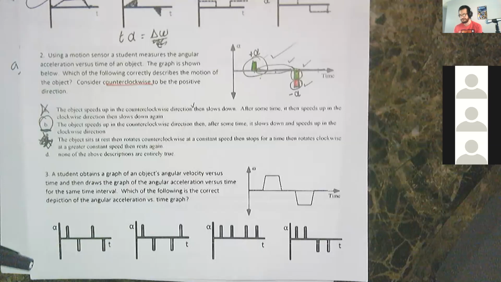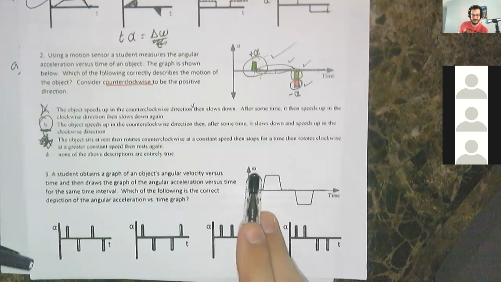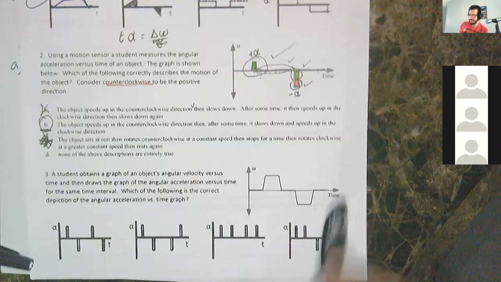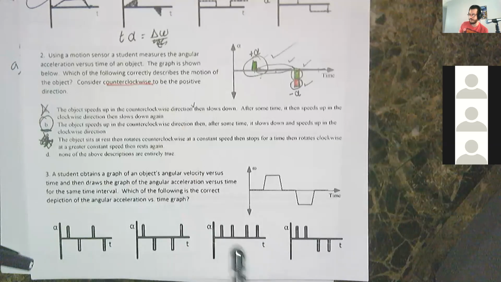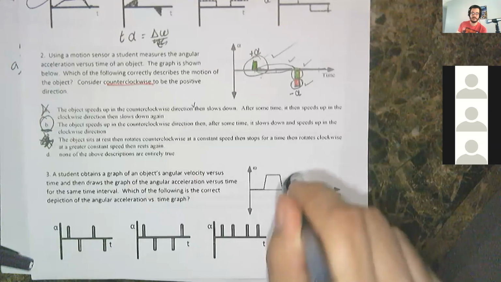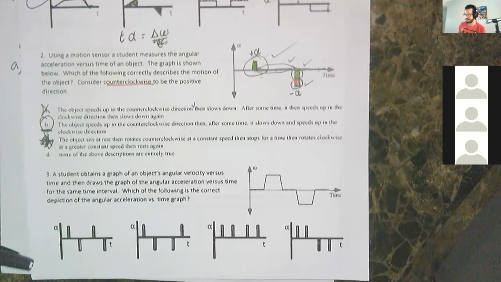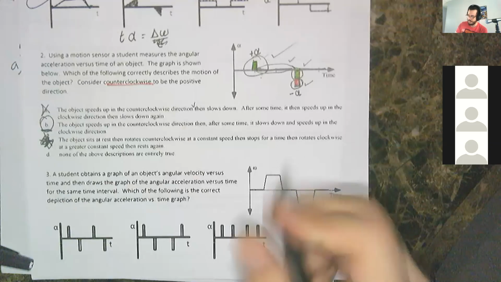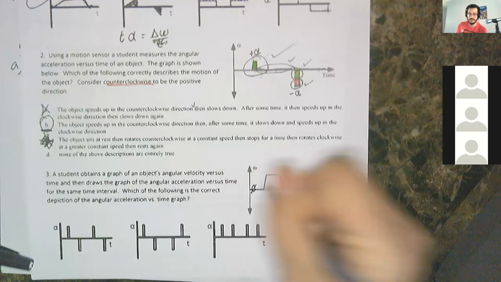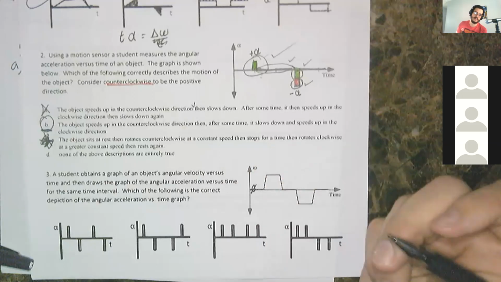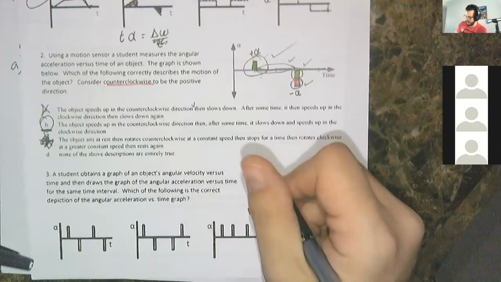Number 3. A student obtains a graph of an object's angular velocity, omega, versus time, and then draws the graph of the angular acceleration for the same time interval. Which of the following matches our velocity time graph? You just go through and say what's happening. We have rest. Not that we'll be able to see that on our acceleration time graph.